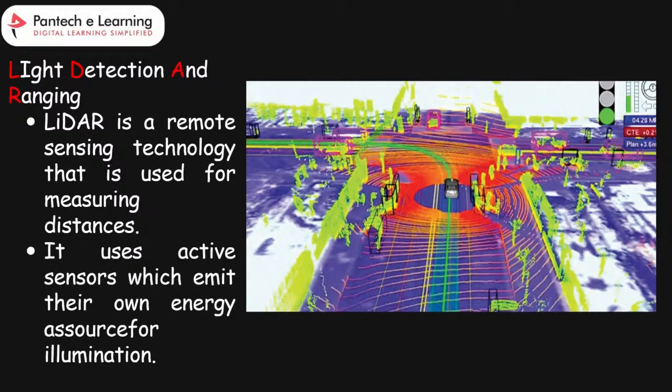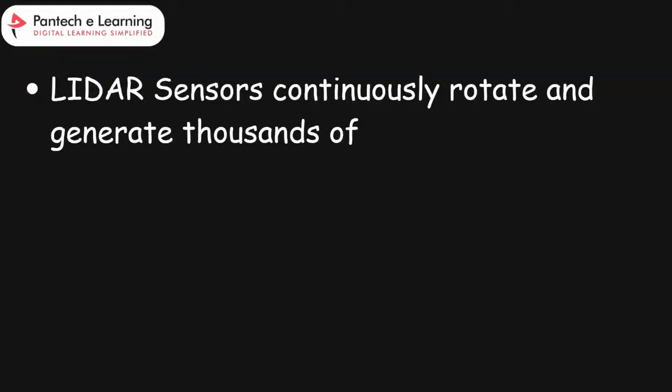So Lidar is a kind of moving technology that uses its own light source to measure distance, and it sends out thousands of laser beams in all directions, which bounce off objects and come back to the sensor. So next one.